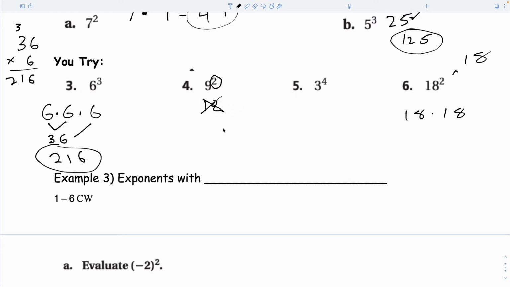What is the answer for 4? I'll take a hand. Aiden. 9 times 9 is 81. What about 3 to the 4th? This one's a little more challenging. Colton, sorry. 3 to the 4th power, so 3 times 3. If this isn't on your paper, write it now. Even if you were done but you got it wrong, fix it. So what'd you do first, Colton?